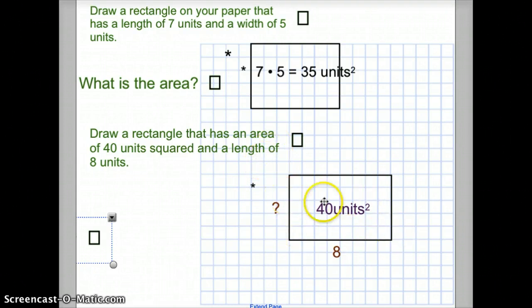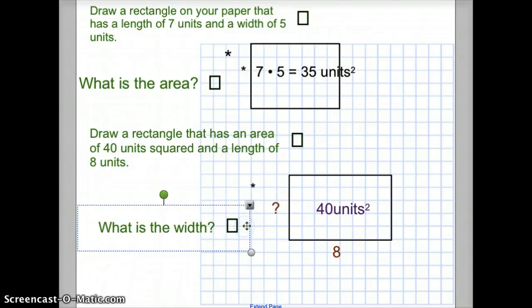All right, when you're done, hopefully it looks like this on your paper. So we have 8 by something equals 40 units. Now to draw this, you had to figure out what that was, and so I'm assuming you got the answer to be 5, because 40 divided by 8 is 5. Or you might ask yourself, what times 8 is 40? Looks like I have one more question here for you. Ha! What's the width? We know the width. 5 units. Easy peasy. All right, let's move on.